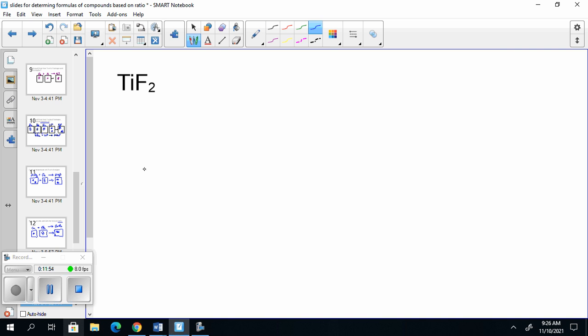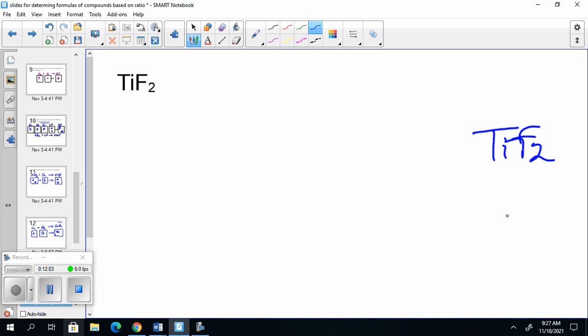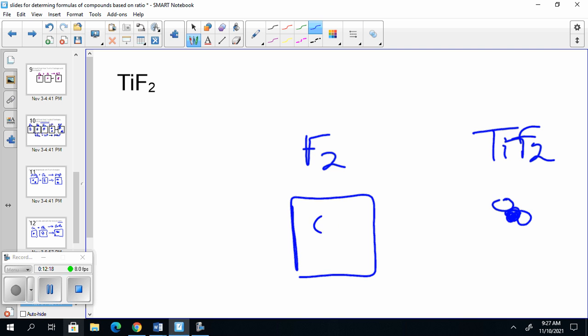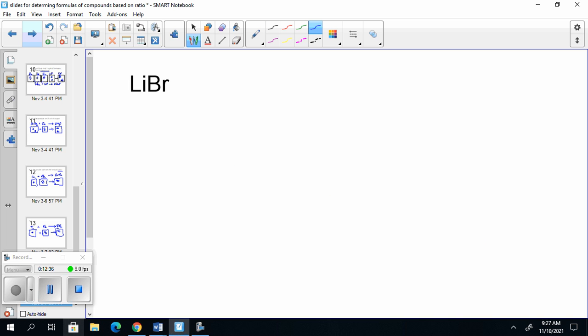How about TiF2? All right, let's see. Ti is my filled in blue. Fluorine is diatomic, and I have 2 F's right there. So F2. There we go. All right, let's try another one.